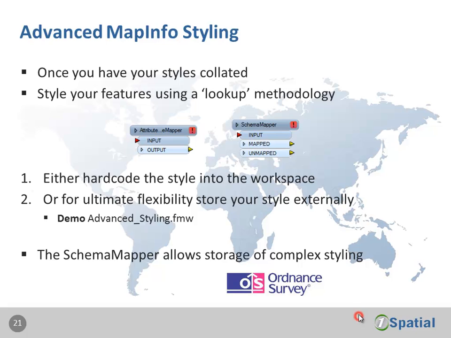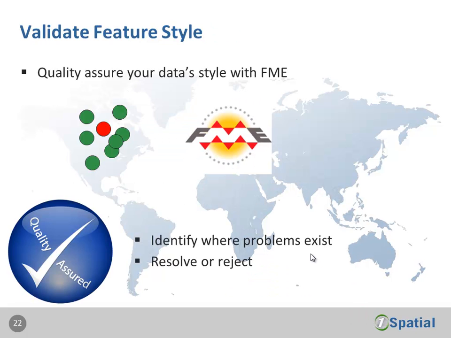So, just to finish up on this session, let's look at validating your features' styling. You can use FME to validate your data, so why not validate the style? Here you can see we're passing features through the FME process, analysing each one to see what colour, symbology, pattern fill that it has, and if it receives something that is not standard or not expected or not desired, we can check it and fix it.